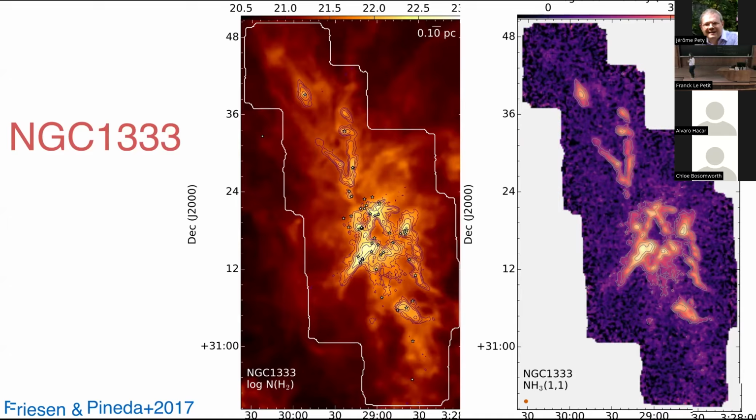So ammonia is a really good tracer for column density, even though you can see that there is a lot of emission outside these contours that is present in the H2 map, but is absolutely undetectable in ammonia maps, because it doesn't have the right densities or chemistry to be seen, but it means that it's not necessarily involved in the dense core populations.